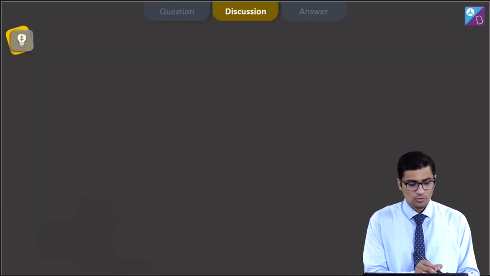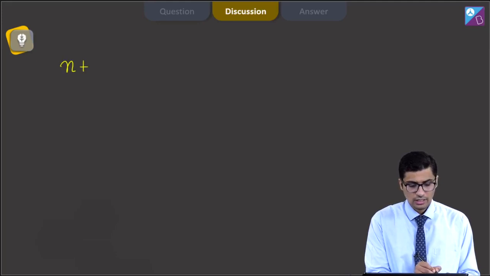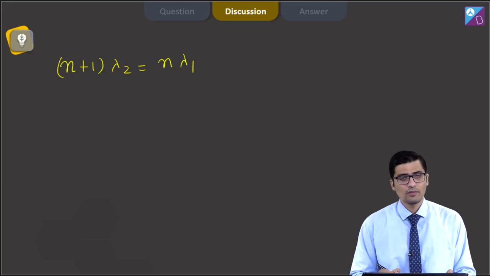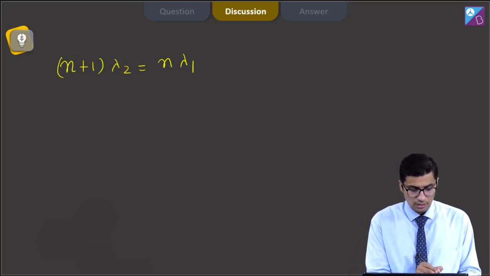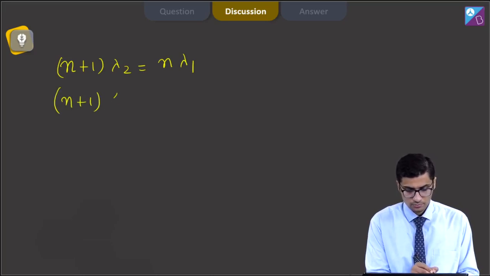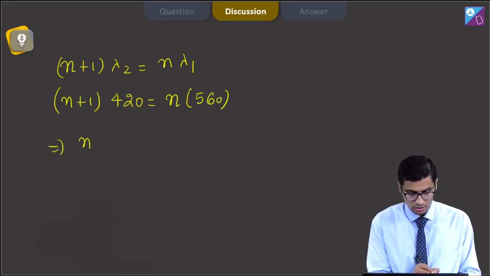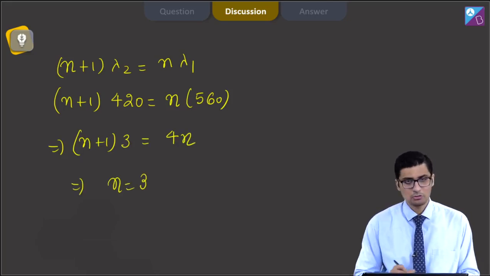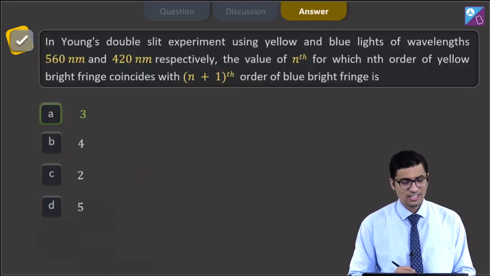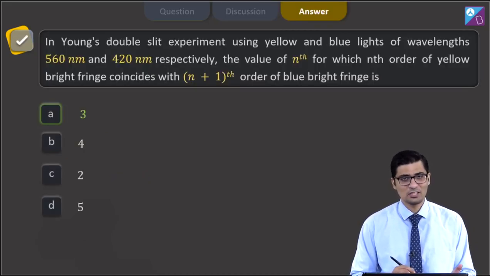Dear students, for coinciding bright fringes we can write down that n plus 1 into lambda 2 will be equal to n into lambda 1, where lambda 2 and lambda 1 are the respective wavelengths. On substituting the values, n plus 1 into 420 will be equal to n into 560. Further simplification, we can write n plus 1 into 3 is equal to 4n, which gives us a value of n to be equal to 3. And hence for this question the correct answer is option A, that is 3. Now let us move to the next question.